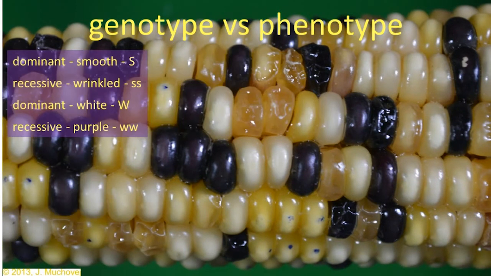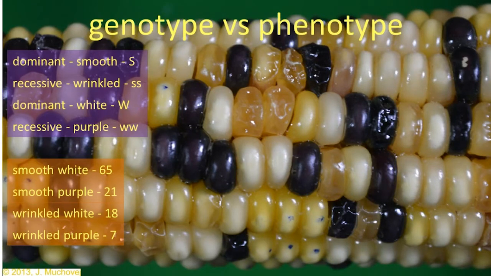If we break these down, we know that based on the information we've gotten, dominant is going to be a smooth, and we're going to represent it by an S. Recessive is going to be a wrinkled, and we're going to represent that by 2 lowercase s's. Many times when we do this, we represent the dominant as a capital letter, the recessive as a lowercase letter. The white is going to be a dominant. We're going to represent that as a capital W. The purple is going to be a recessive. We're going to represent that as 2 lowercase w's.